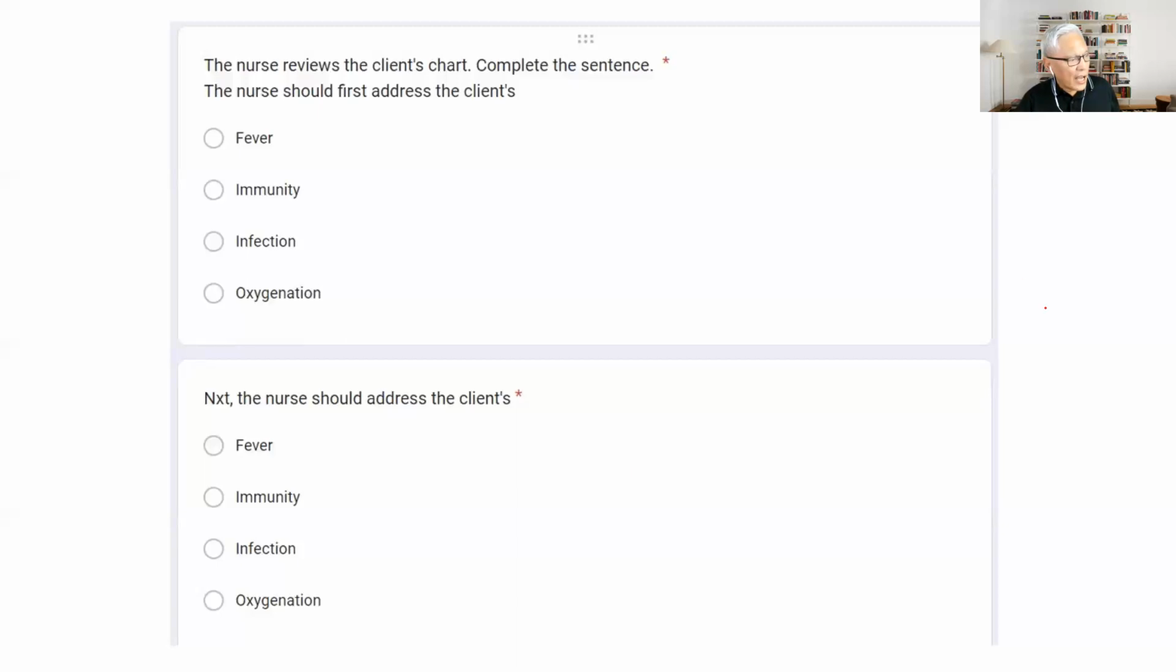All right. And I have the other poll, the next one. Oh, it's in there. So let's go to the next. The nurse should address the client's fever, immunity, infection, or oxygenation. We already did oxygenation at first.